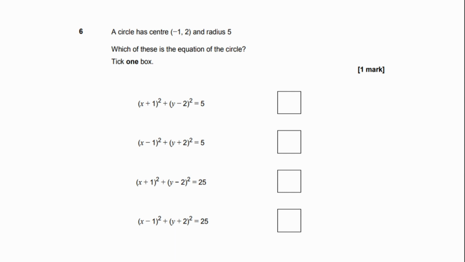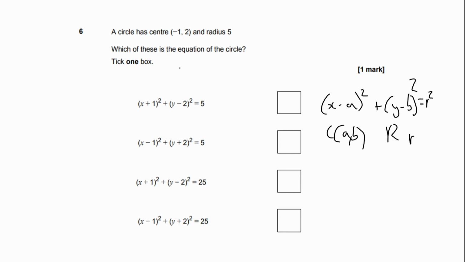So here we have question 6. For this question, you're going to have to use the idea of x minus a squared plus y minus b squared equals r squared. In this case, the center is a and b, and your radius is r. So you're going to have to plug in negative 1 and 2 for your a and b.